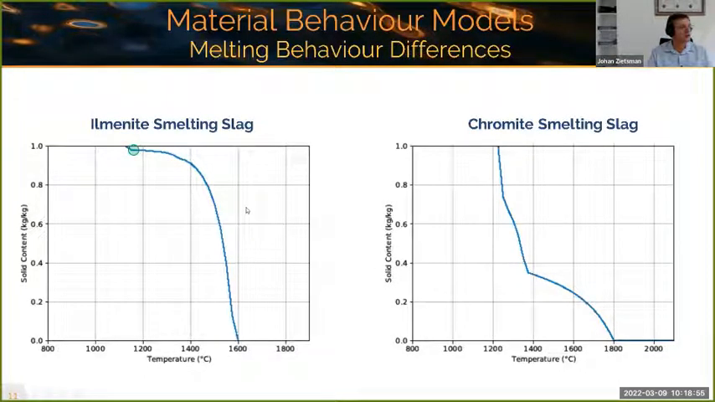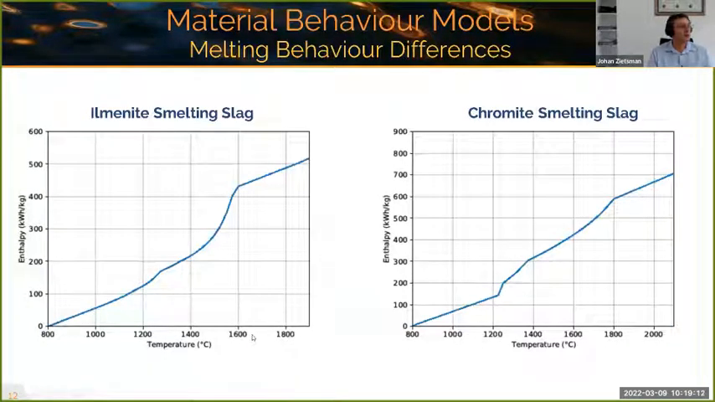Now, the solidus and liquidus temperatures of these two slags are quite different. Solidus temperatures roughly around 1200, but liquidus temperatures of 1600 and 1800. So they are substantial differences. Now, if we look at the solidus and liquidus temperatures of the ilmenite and the enthalpy that is absorbed by the slag as you heat it up, there's a unit error here. So it should be kilowatt hours per ton, not kilowatt hours per kilogram.